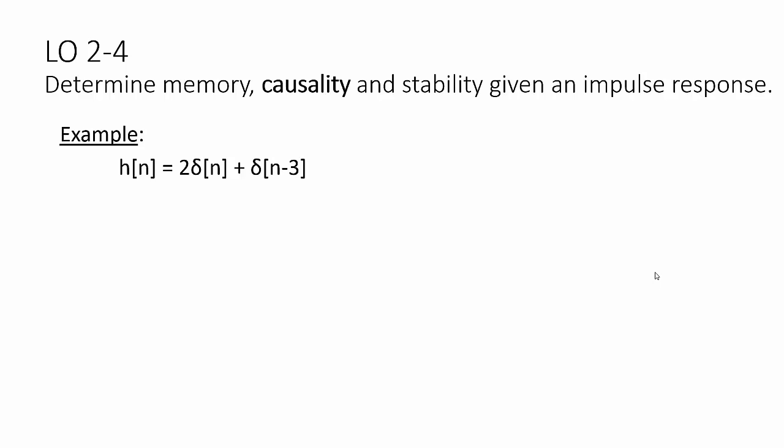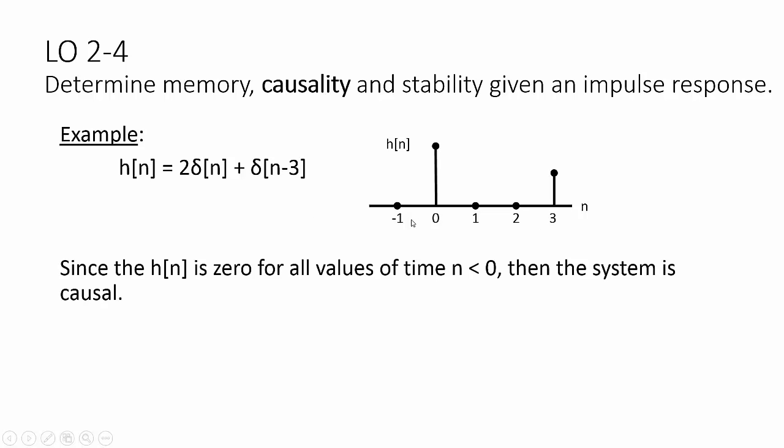Another example, h of n is 2 delta of n plus 3 delta of n minus 3. Is this causal? Look at time less than 0. When we're time less than 0, do we have any non-zero values? No, all of these are 0. The only non-zero values occur at time 0 and time 3, which are non-negative. Since the h of n is 0 for all values of time n less than 0, then the system is causal. Again, indicate that through the picture or through the equation that we have a whole bunch of 0 values here for all negative time in order to earn your credit.